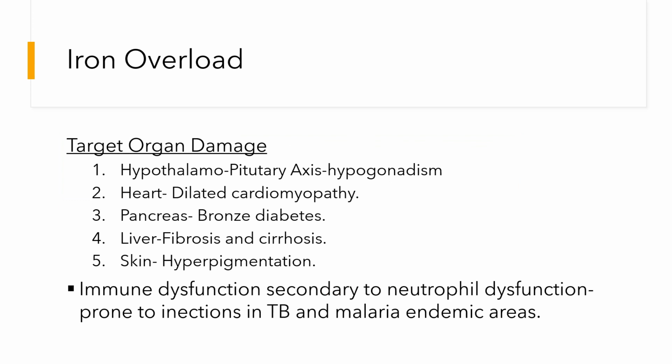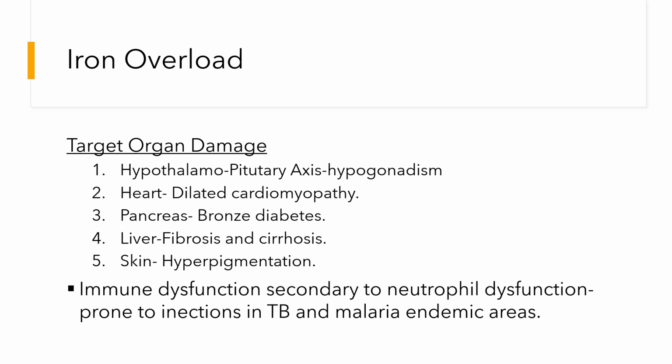So if a patient is iron overloaded, what will happen? The patient will get target organ damage. So what are the target organs? It can affect the hypothalamo-pituitary axis, mainly leading to hypogonadism, premature menopause and so on, and later other hormone systems will also get affected. In the heart, you can get dilated cardiomyopathy, you can get bronze diabetes, and in the liver, you can get fibrosis and cirrhosis, and skin hyperpigmentation.